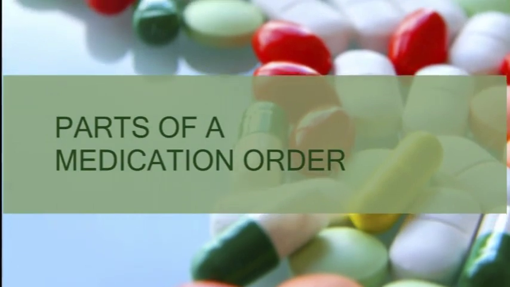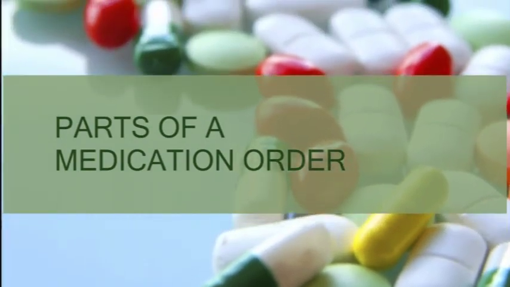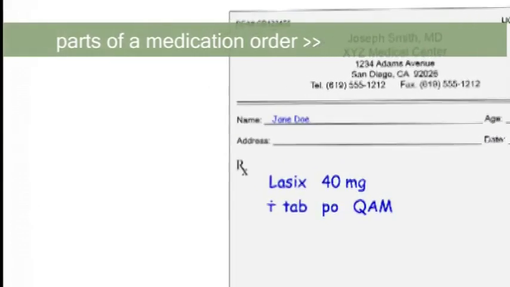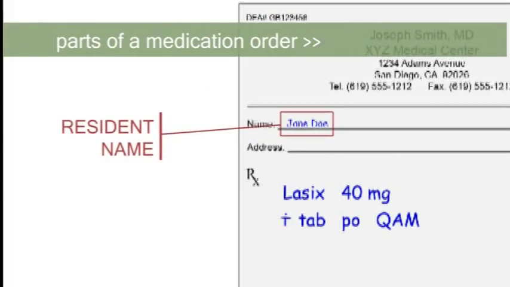Whenever obtaining a physician's order, it is critically important the order is complete. Let's talk about some of the important components in a physician's order. A physician's order must contain the following: the name of the resident, both first and last, spelled correctly.